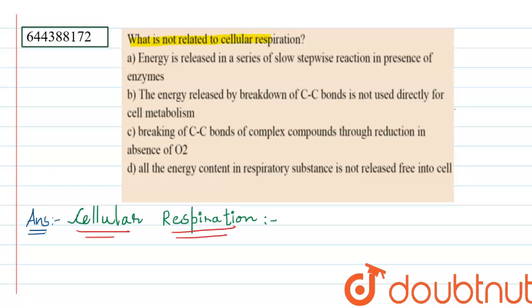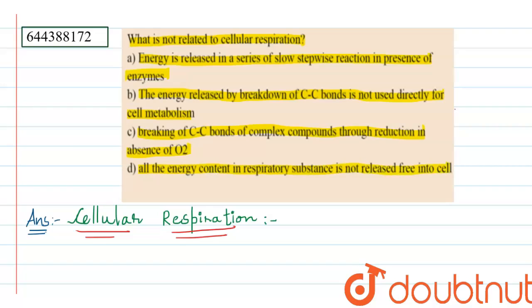Hello everyone, let us see the question. What is not related to cellular respiration? Option A is energy is released in a series of slow stepwise reactions in presence of enzymes. Option B is energy released by breakdown of carbon-carbon bonds is not used directly for cell metabolism. Option C is breaking of CC bonds of complex compound through reduction in absence of oxygen. And option D is all the energy content in respiratory substance is not released free into the cell.